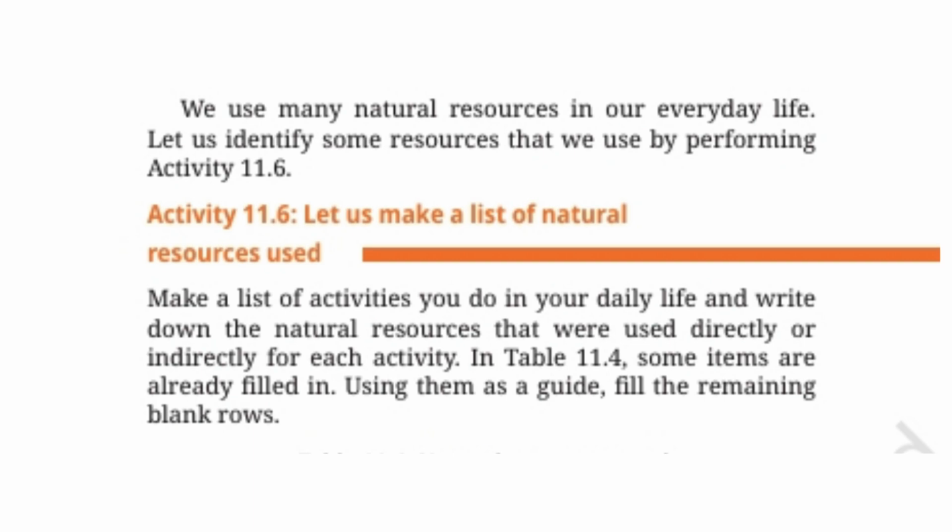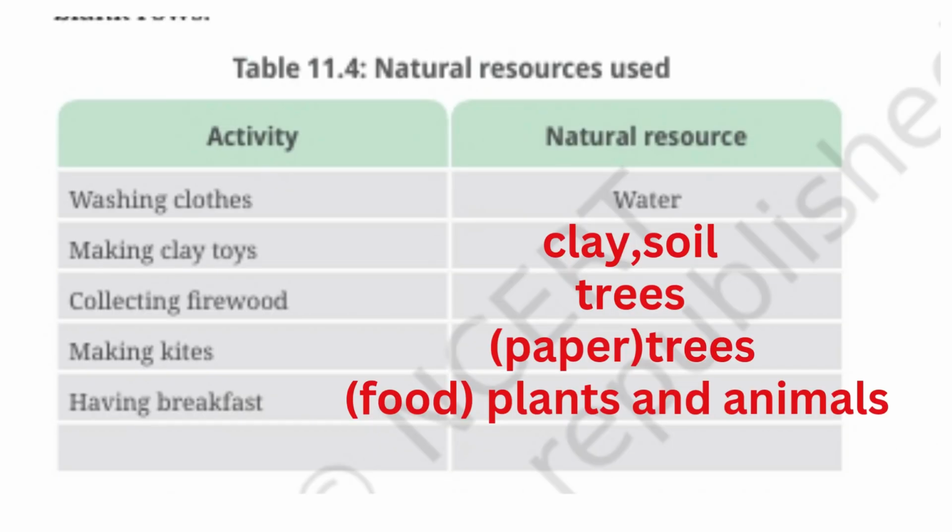Make a list of activities you do in your daily life and write down the natural resources that were used directly or indirectly for each activity. In Table 11.4, some items are already filled in. Using them as a guide, fill the remaining blank rows. The first one is washing clothes: natural resource, water. Making clay toys: clay, mineral or soil. Collecting firewood: trees. Making a kite: paper from bamboo trees. Having breakfast: food from plants and animals.